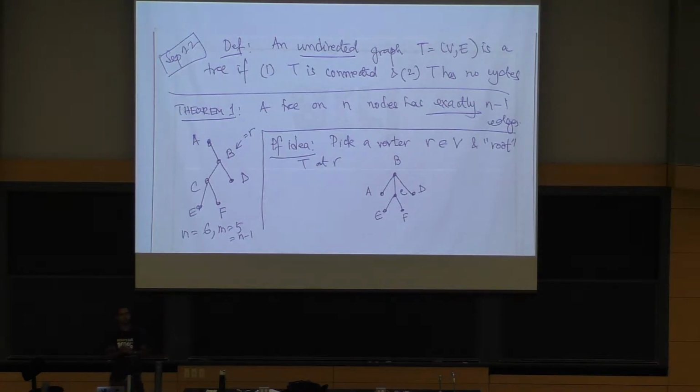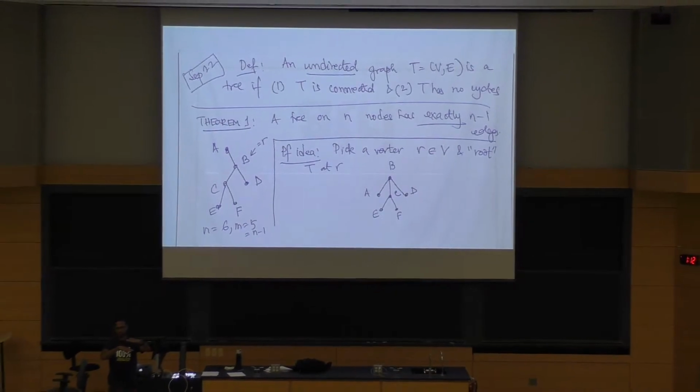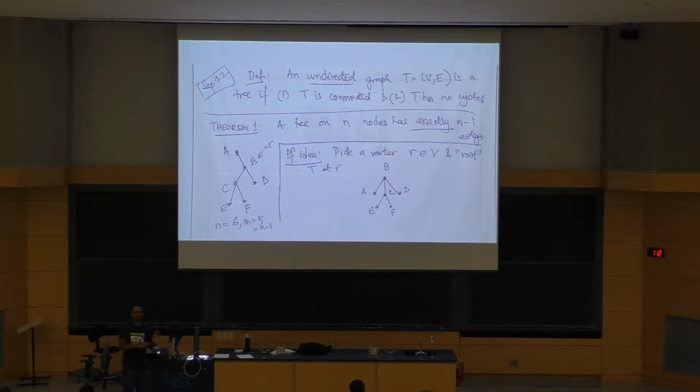Okay? Another way to think about this is the root will become your, say, level 0. All the neighbors of the root will become the next level. All the neighbors of the first level will become the second level, and so on. Are there any questions on rooting? Does it make sense?